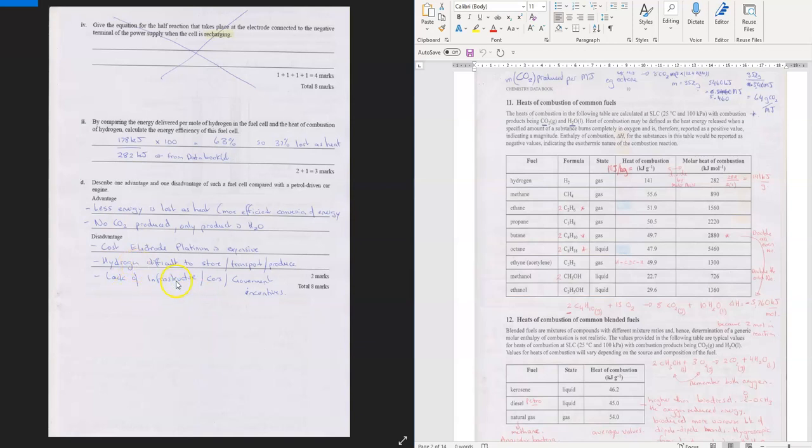there's a lack of infrastructure, so we don't have hydrogen refueling stations and we don't have hydrogen cars, so that's a problem at the moment.